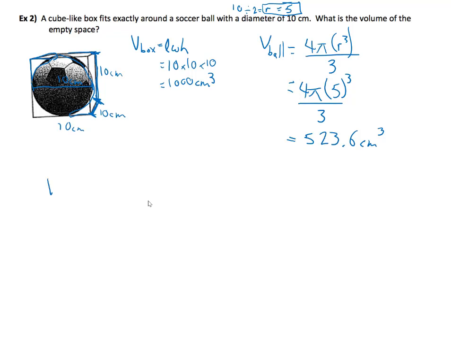If you said to figure out the volume of the space, we're going to subtract them, you are correct. So we're going to take the volume of the box, and then subtract the volume of the ball, which is 523.6. Subtract the two, you should get 476.4 centimeters cubed.